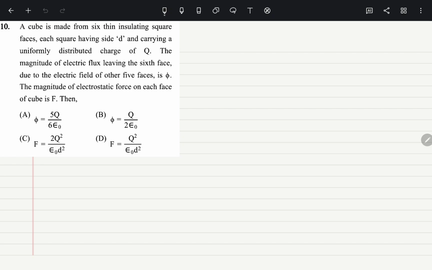Question number 10. A cube is made from 6 thin insulating square faces, each square having sides D carrying a charge Q. The magnitude of the electric field leaving the sixth face due to the electric field of the other 5 faces is... and the magnitude of electric force on each face of the cube is F. So now we have a cube with 6 faces, right? Each face has a charge Q.